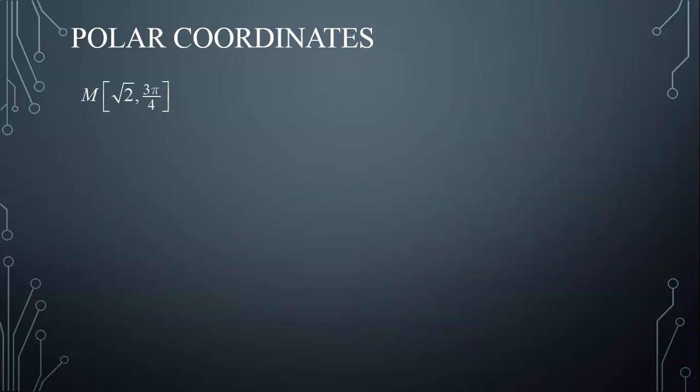In this example here, I'm given a point M with polar coordinates square root of 2 and 3 pi over 4. To find the Cartesian coordinates, I use the conversion formulas from polar to Cartesian using r equals square root of 2 and theta equals 3 pi over 4. So x would in fact be square root of 2 cosine 3 pi over 4, and cosine 3 pi over 4 is negative square root 2 over 2. Multiplying that by square root 2 gives me x equals negative 1.